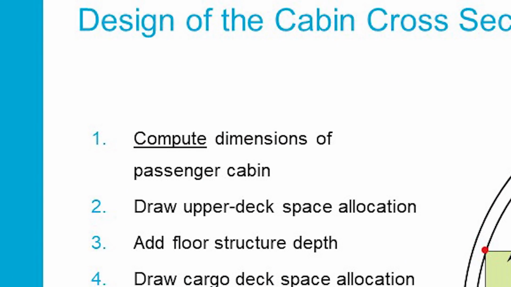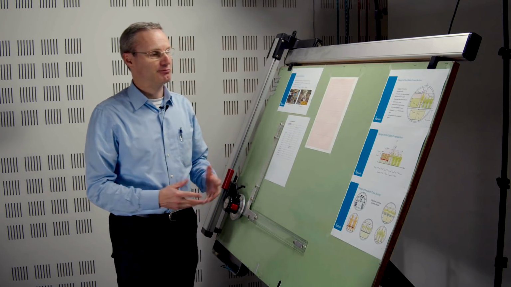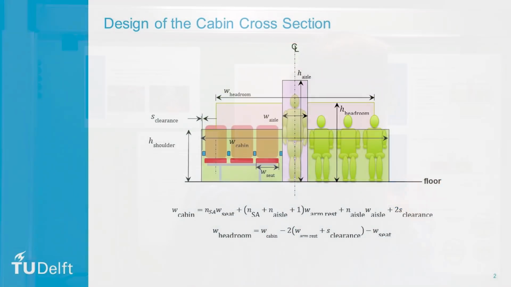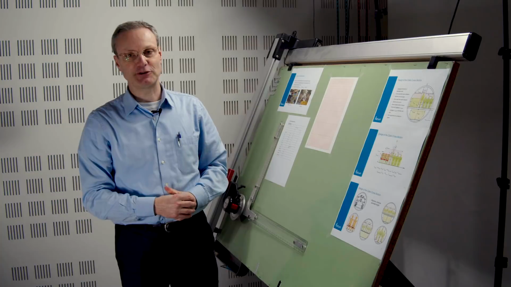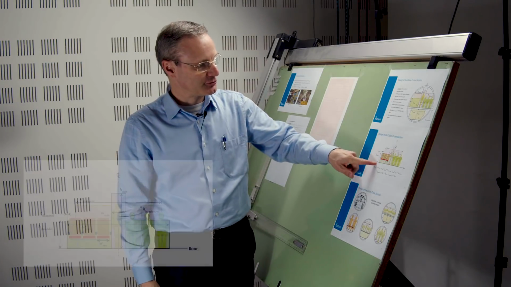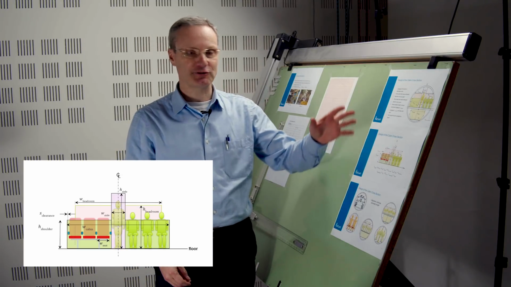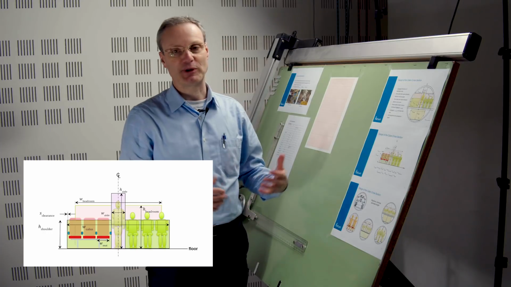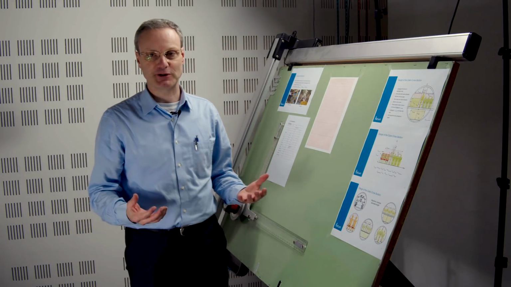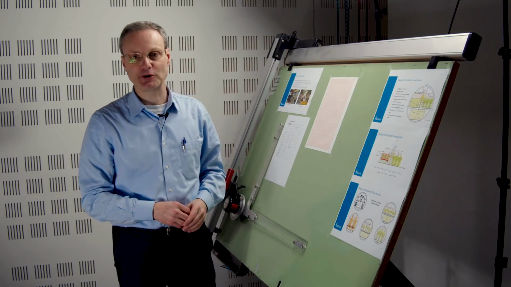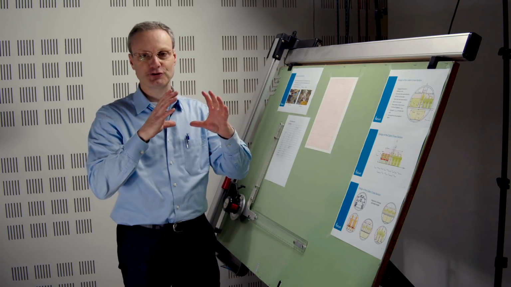Step 1 says compute the dimensions of the passenger cabin. For the dimensions of the passenger cabin, we look at this slide, and here we see all the elements we need to put in there. We start by drawing a floor, and then we place the seats, the aisles, the headroom, and the clearances. And with that, we can find the dimensions. After that, we're going to find the corner points and then try to draw the smallest circle around them.